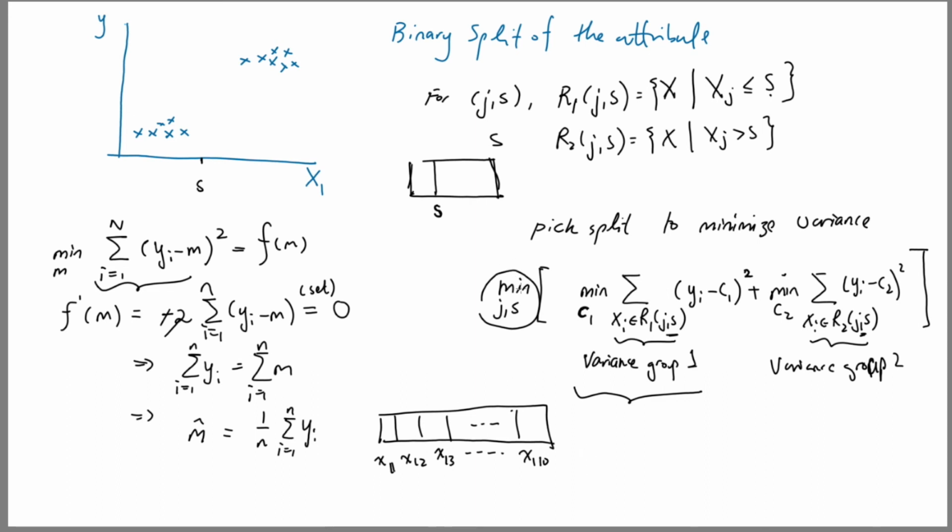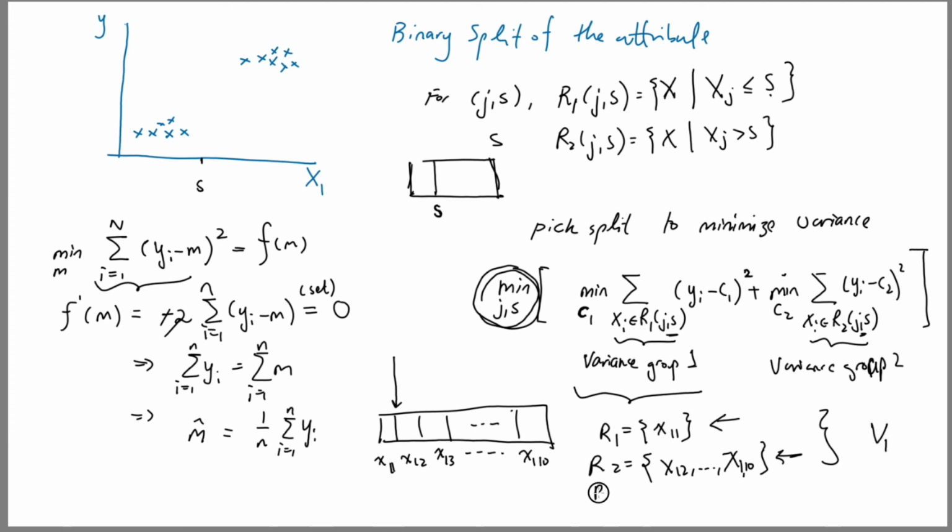To do this minimization, we pick a split. The first split is going to be here, so R1 is just the set x11, and the second group R2 is x12 all the way to x1,10. Then I compute the variance in this group and the variance in this group, add them together and get a number. Let's call it V1. That's the first step, time 1. Then at time 2, I look at x11 and x12 as the first group, and the second group is x13 to x1,10. I get another number, V2, and I continue until I cycle through all possible groups.